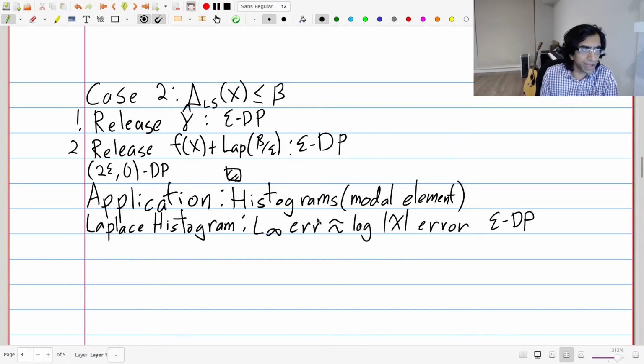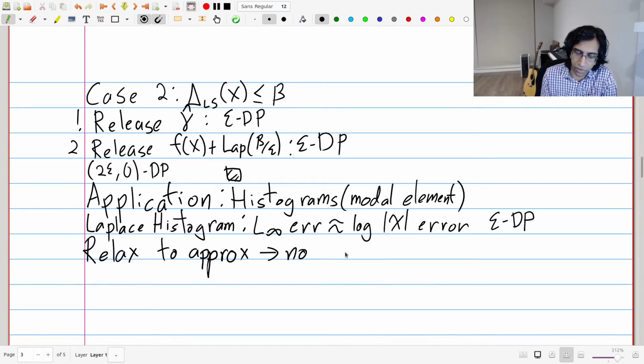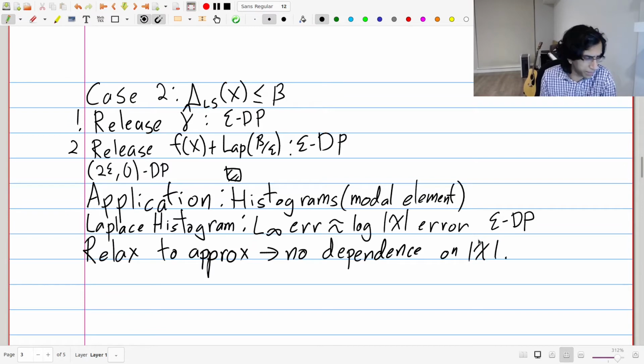But the really miraculous thing, and this is kind of a surprising thing, is that if we relax to approximate DP, then in this case, we'll be able to get away with this. In particular, we'll do away with this. We'll have no dependence on the size of X, which is very nice. We can even have an infinite size domain and still get reasonable answers, assuming things are nice. And we'll see what I mean by assuming things are nice. So this relaxation will save you a lot.